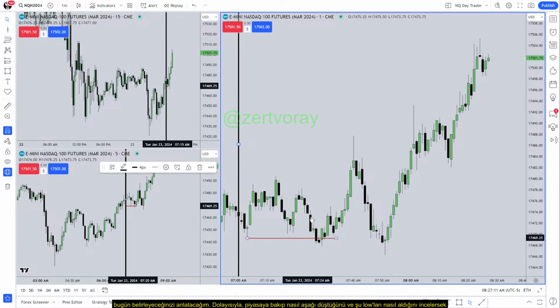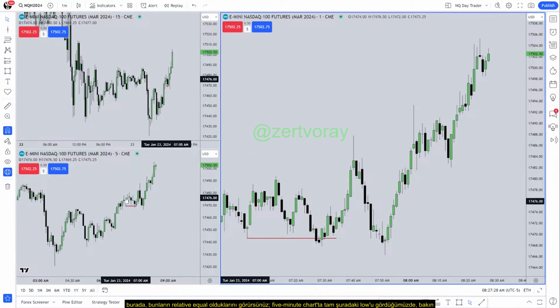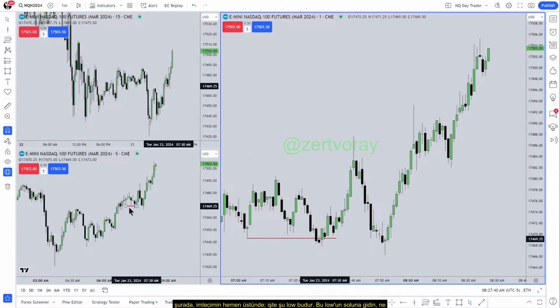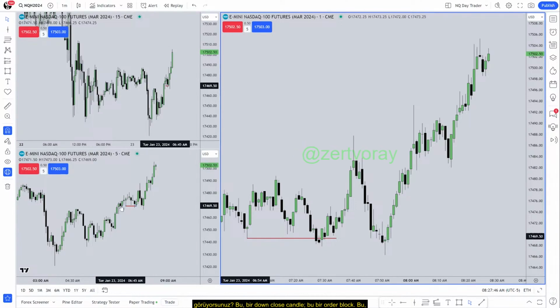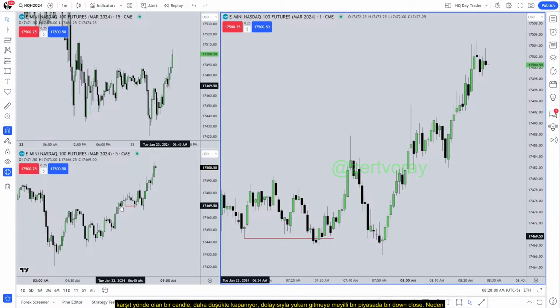So if we look at how the market dropped down and it took out these lows here, see how they're relatively equal? When we see that low right here on the 5-minute chart, right above my cursor, that is this low right there. Go to the left of that low. What do you see? That's a down close candle. That is an order block. This is a candle that is opposed. It's closing lower. So it's a down close in a market that's predisposed to go higher.